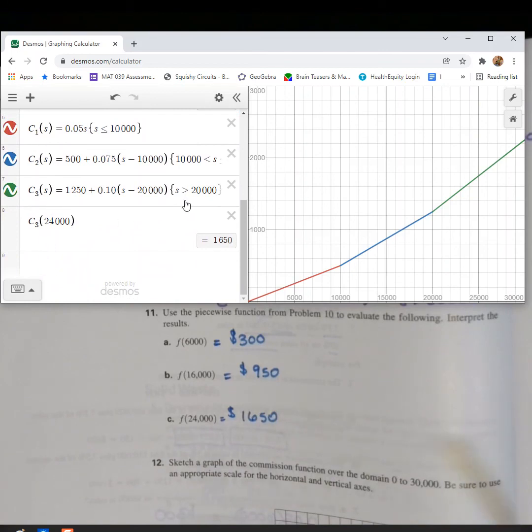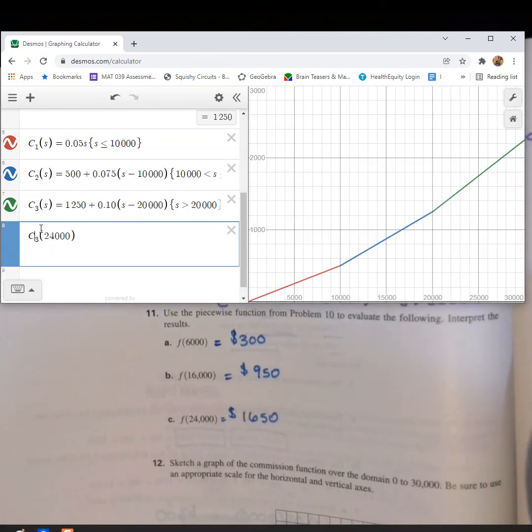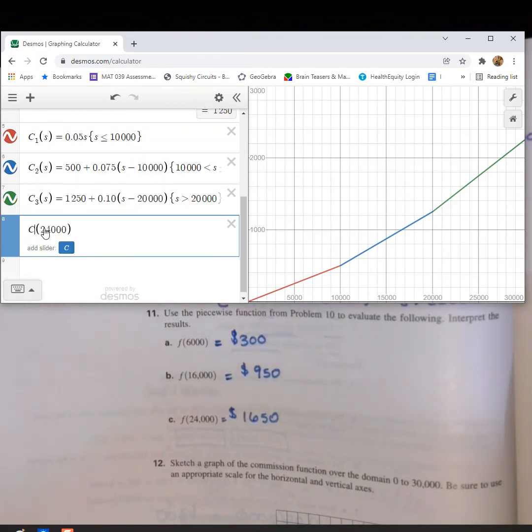Since 24,000 is bigger than 20,000, it's got to go into C3, and it won't even work in the other ones, right? Oops, I didn't mean to get rid of C, I meant to get rid of the number. Won't even work in the other ones. So had we tried C1 or C2, it doesn't work because it didn't meet the condition for that function.